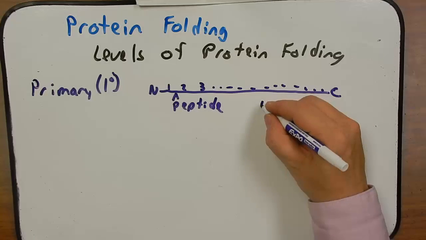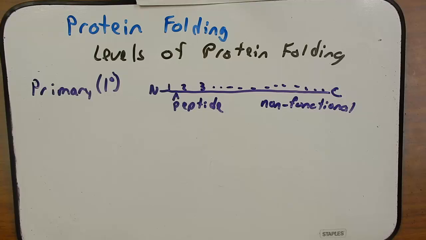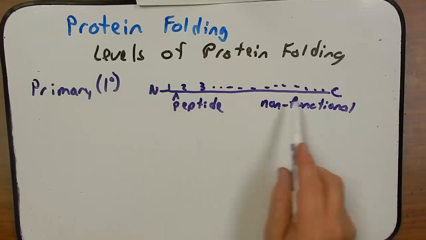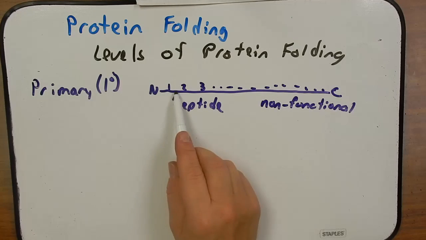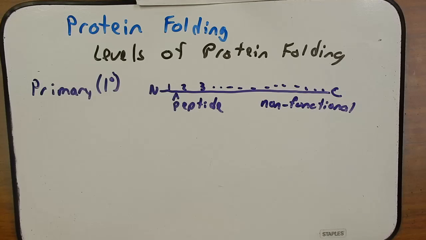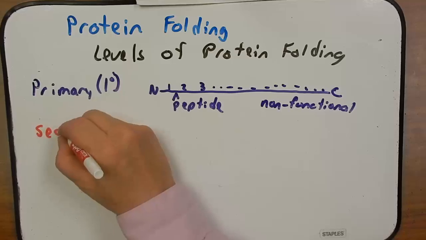It is also a non-functional structure, meaning that for that protein to have function, it has to go beyond this linear array of the amino acids. It needs to fold more. But ultimately, the sequence of the amino acids in this primary structure dictates how that protein will fold in its final conformation. The next level is secondary.